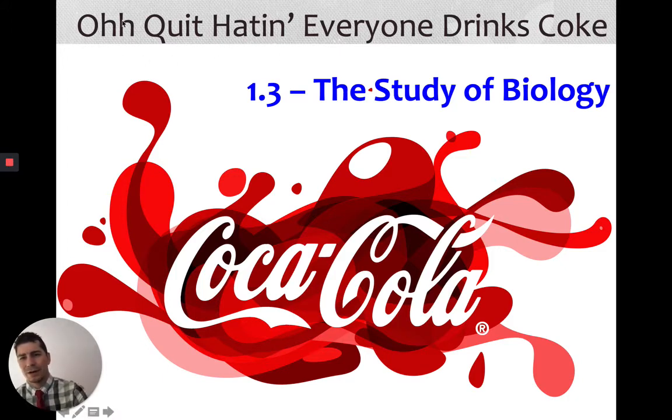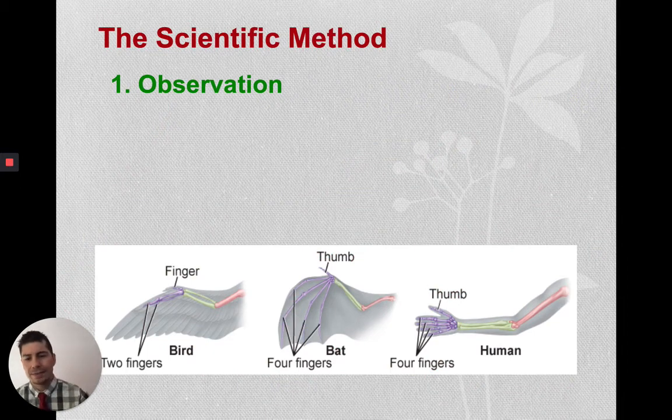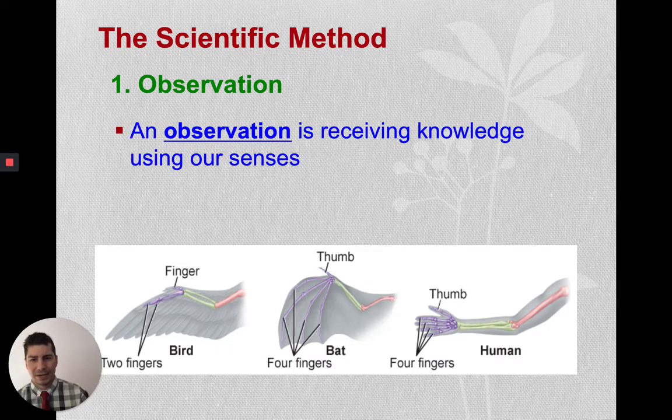This is my acronym, O Quit Hatin'. O is the observation, Q is question, H is the hypothesis, E for everyone is the experiment, the D for drinks is going to be your discussion or your results, and then the C, the last part, is going to be your conclusion. So anytime, guys, we start off with an observation. You make observations every single day. You don't even know you do them because you do them so often. It's just receiving anything using our senses, okay?